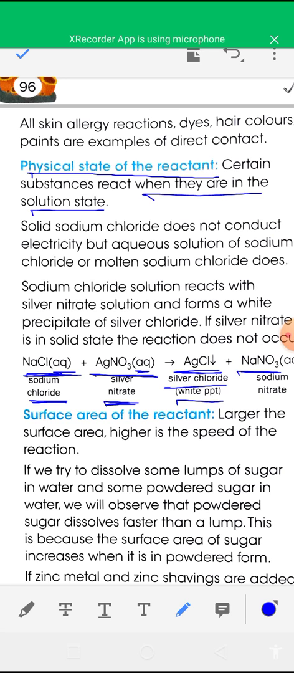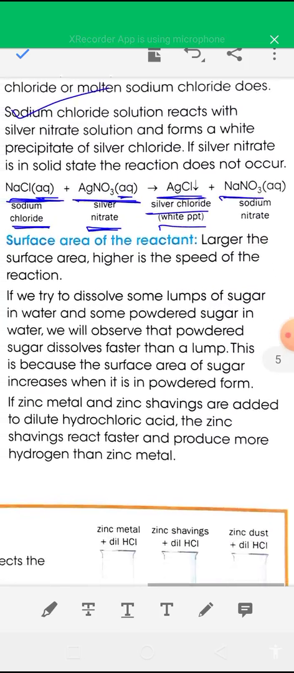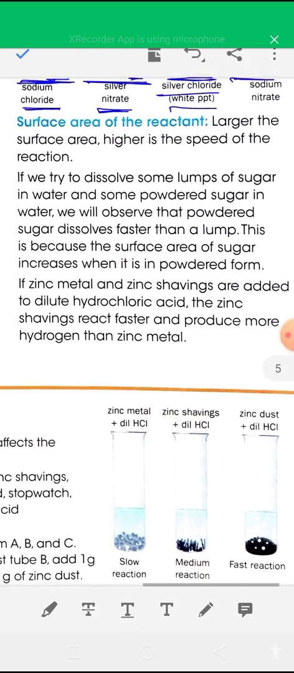And this reaction takes place only when both sodium chloride and silver nitrate are in solution form. But if silver nitrate is in solid state, the reaction does not take place. So solution form is also an important condition.